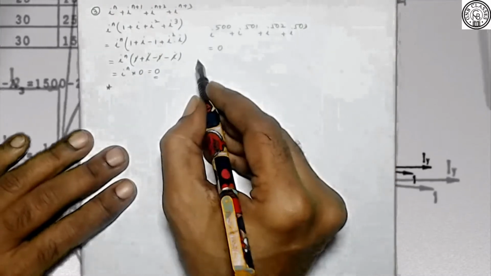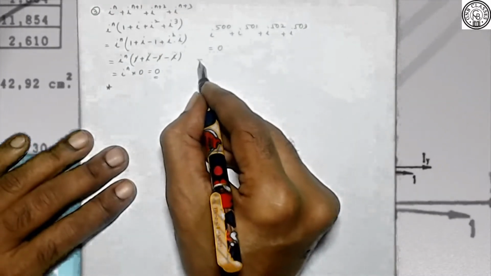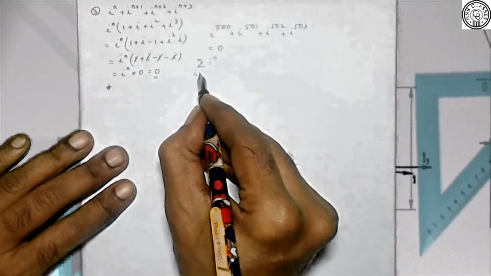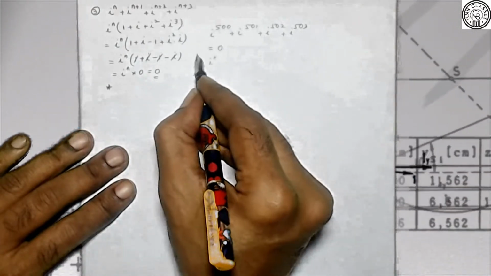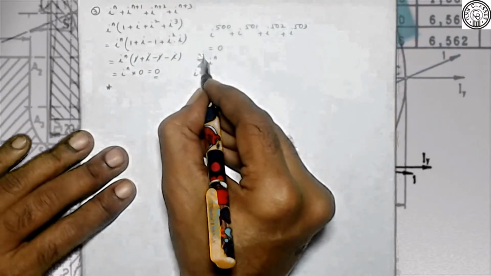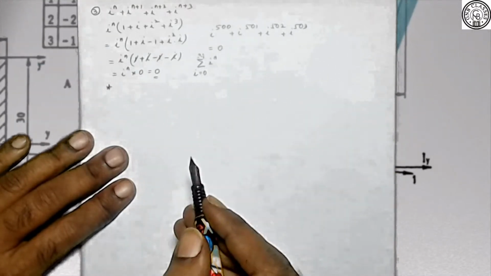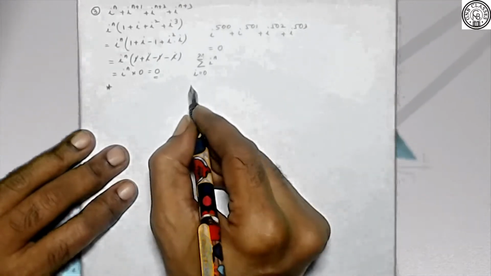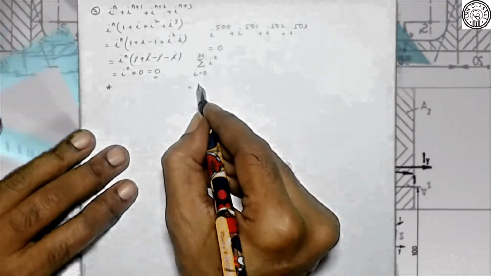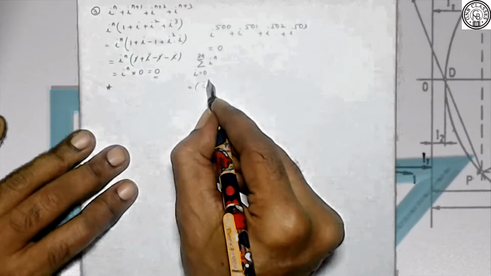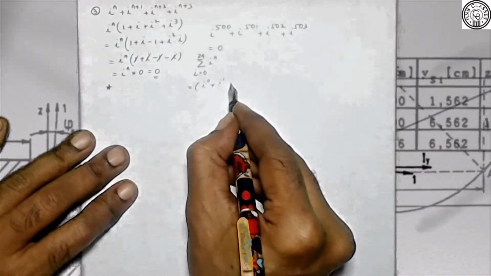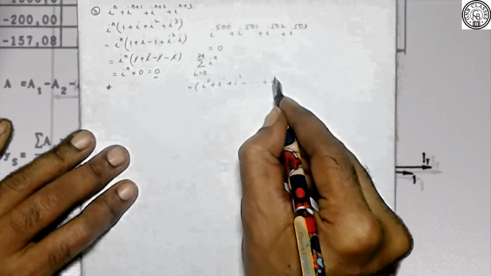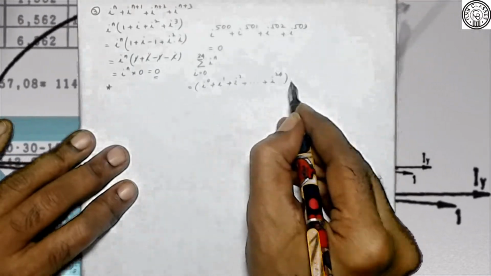Now suppose I give you a question something like this: sigma iota to the power n, n starting from 0 to 24. Now we have to find out the value of this. How to find out? Look carefully. It will be basically iota to the power 0 plus iota to the power 1 plus iota square plus so on, up to iota to the power 24.